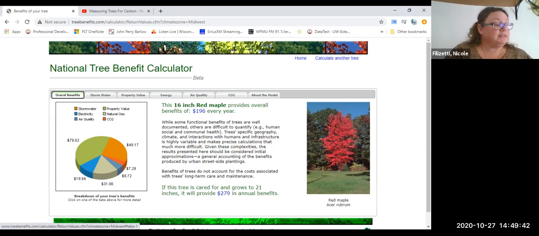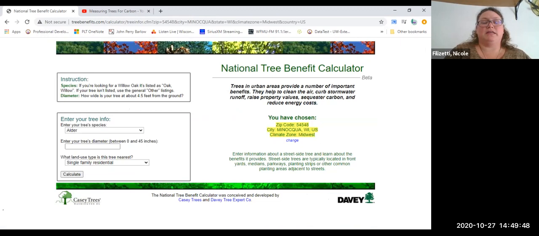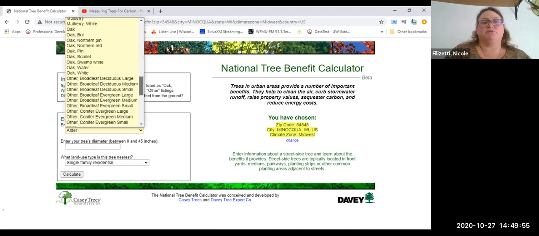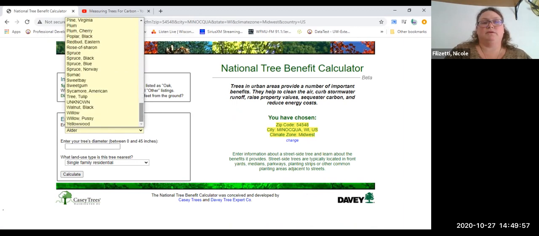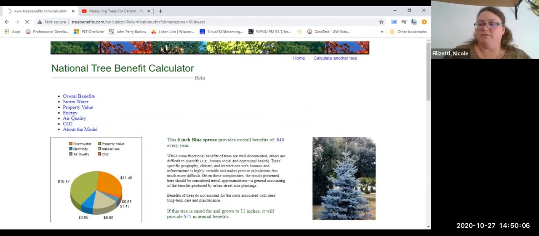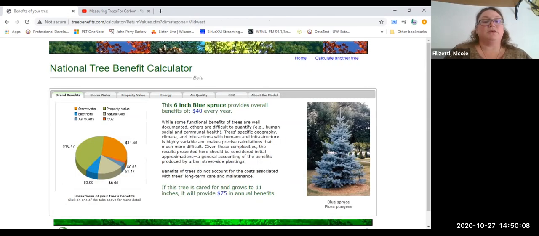Okay, so we're going to jump over to our other little tree really quickly. So I just went back to calculate a new tree up there on the top. I'm going to switch it. That was a blue spruce. And if you'll notice, it goes spruce comma blue. And that one was 6. And we're going to also say single family residential for that as well. Okay, so this one gives us $40 a year worth of benefits.